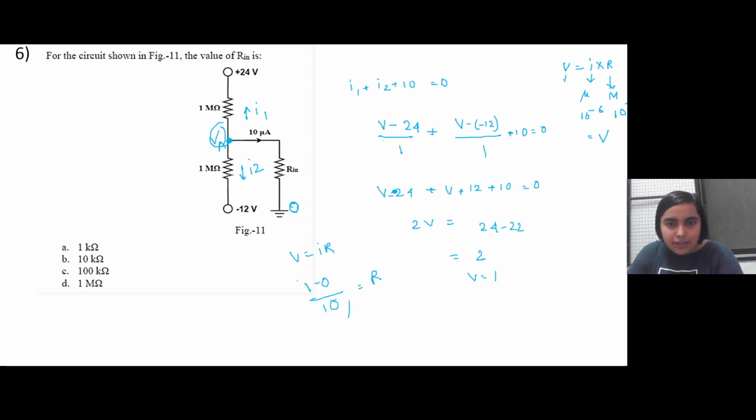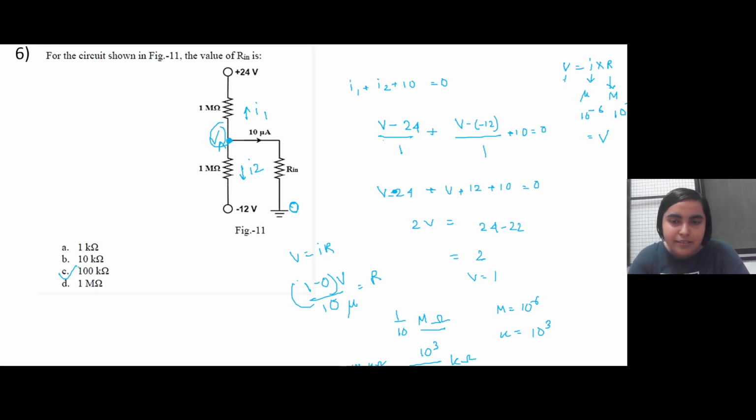The current given is in microampere, this is volt, and resistance therefore will be in mega ohm. So it will be 1 by 10 mega ohm. Now options are given in kilo ohm. So mega ohm means 10 to the power 6, kilo means 10 to the power 3. If we simply convert this unit into kilo ohm, it will be 10 to the power 3 by 10 kilo ohm, which is equal to 100 kilo ohm, which is equal to option C.